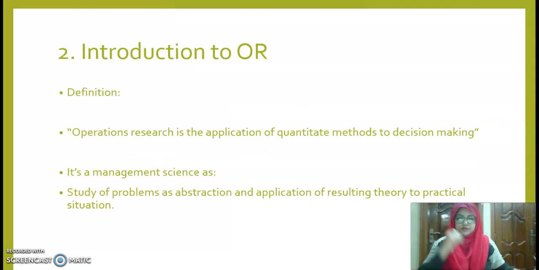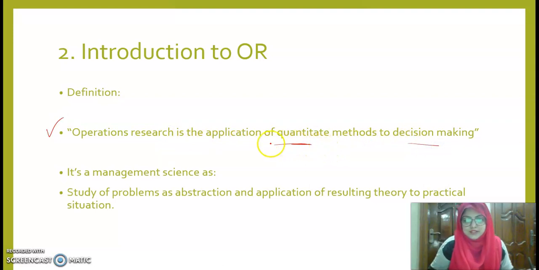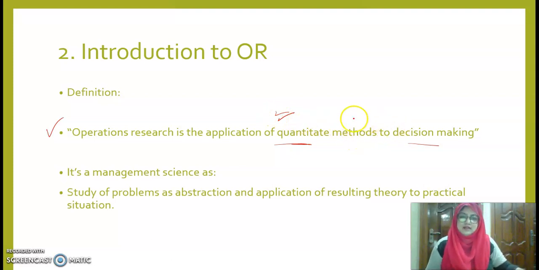So now we are moving towards the introduction of operation research. Formally, according to the definition, operation research is the application of quantitative methods to decision making. So we use quantitative methods in the decision making process. Otherwise we can make decisions without quantitative values, but that is not operations research. When we include quantitative terms and techniques, then we say it's operations research.